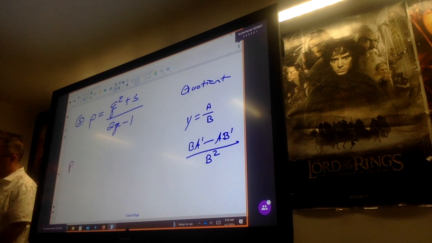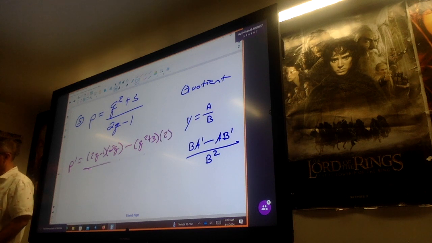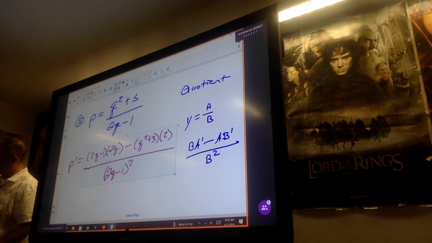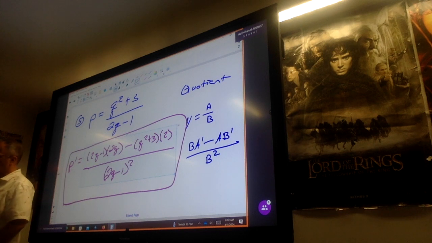Alright, so if I want to find the derivative of this, b is the bottom, so 2q minus 1 times the derivative of the top. Derivative of the top is just going to give me 2q minus a, which is the top, q squared plus 3 times the derivative of the bottom, which is times 2, all over the denominator quantity squared. I guess you could clean it up a little bit as far as quotient rules go, but I'd say if you get to this point, you're probably good. Just realize you probably have to clean it up.